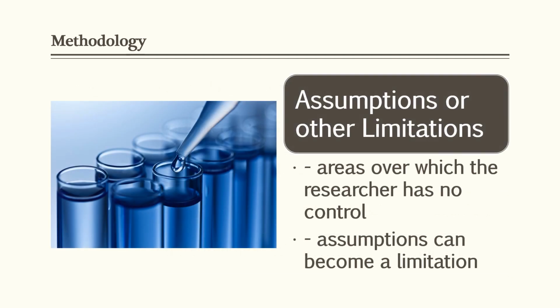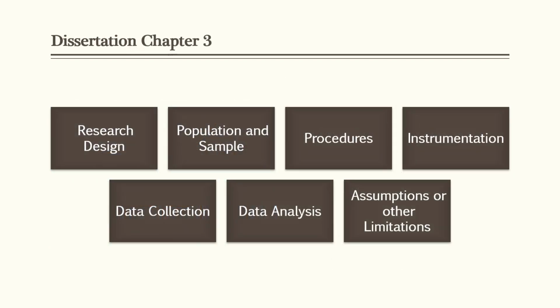Assumptions and limitations are areas over which the researcher has no control. Assumptions can also become a limitation. In this analysis, it is important to understand that these components of Chapter 3, the research design, the population and the sample, the procedures used, the instrumentation employed, how the data was collected and analyzed, and then the assumptions and limitations are all essential components of Chapter 3 methodology.